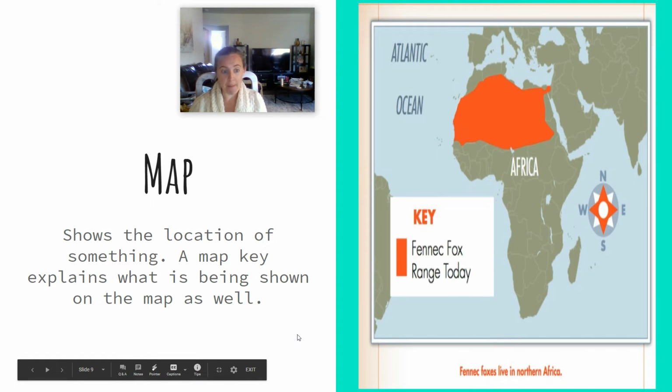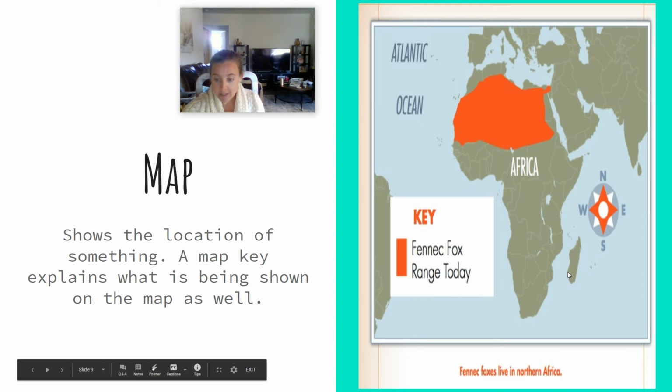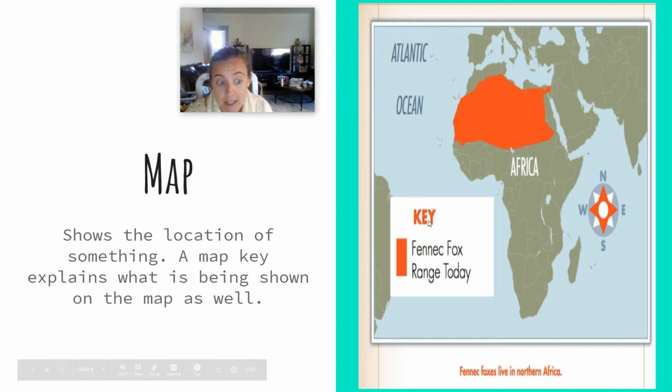Next one is a map. It shows the location of something. So this is showing how Fennec foxes live in northern Africa, okay? And a map key explains what is being shown on the map as well. Okay, so the orange is explaining where the Fennec foxes live in northern Africa and the range of where they exist in northern Africa.